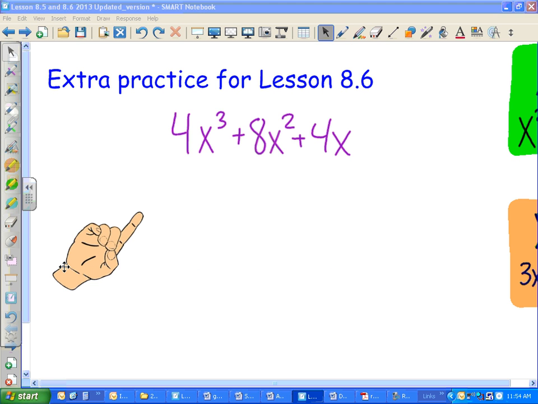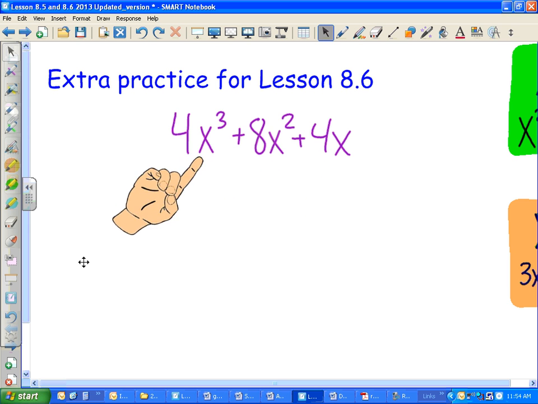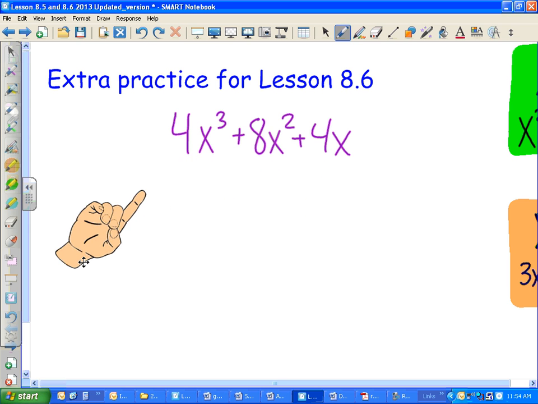So look at this right here. I have a 4, an 8, and a 4. Can I take anything out from there? And hopefully you're thinking, Ms. Paul, you can take out a big 4. So I'm going to take out a 4. Okay, so I got a 4 out already. Let me write it right down here.